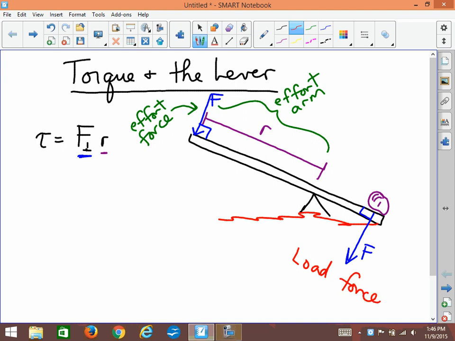And if we look up here, the distance from here to here, which is the R, well, it's a different R. What we could do is we could put an R with a little L beside it, and on the other one, we'll put a little E beside it, effort arm. This would be the length of the load arm. So when we start talking about our levers and how we do torque on them, we'll use these terms.